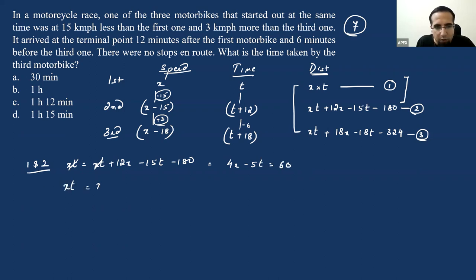Then for equations 1 and 3: xt is equal to xt plus 18x minus 18t minus 324. Again, xt gets cancelled. If I divide by 18, then what do I get? I get x minus t equal to 18.